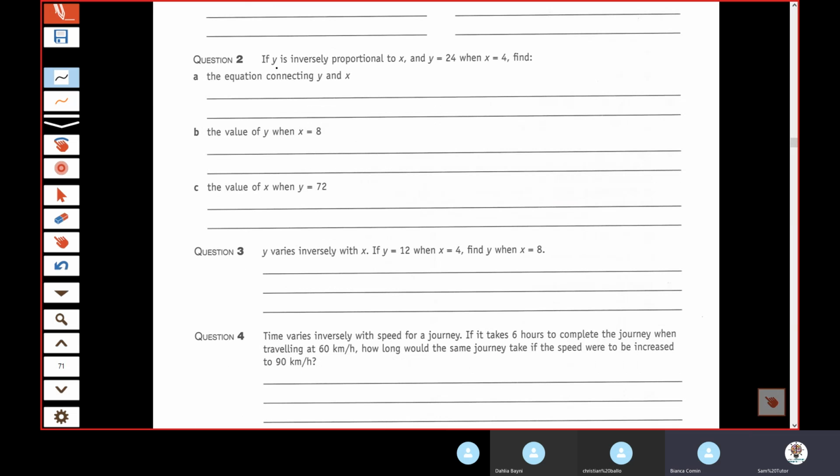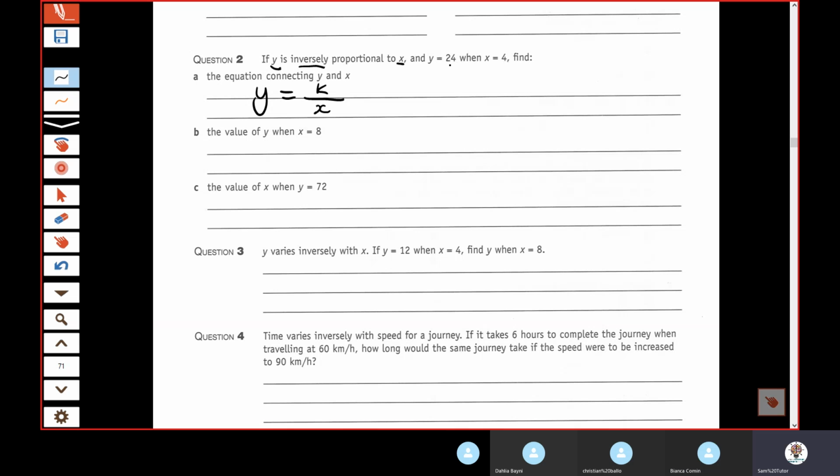Again, Bianca, give it a shot. If y is inversely proportional to x, so not directly, and y is this, and x is this, find the equation connecting y and x. So y equals k on x. Is it just that? Yeah. Inversely proportional to x. Yeah. Inverse means opposite, so that's why it's divided.